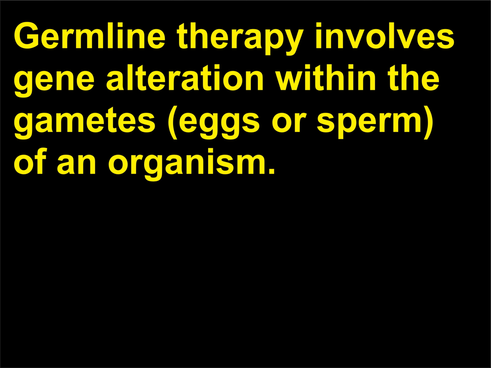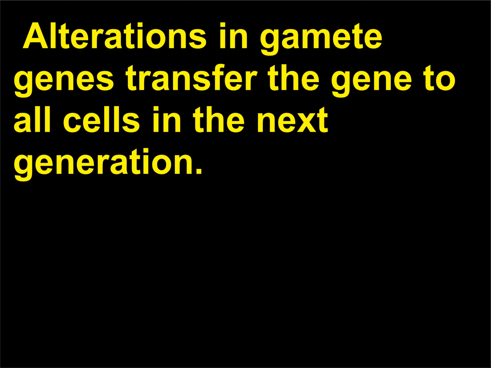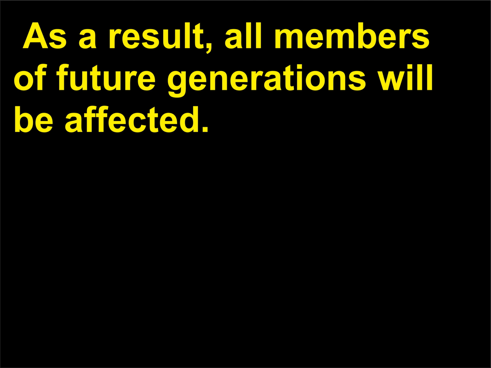Germline therapy involves gene alteration within the gametes, eggs or sperm, of an organism. Alterations in gamete genes transfer the gene to all cells in the next generation. As a result, all members of future generations will be affected.